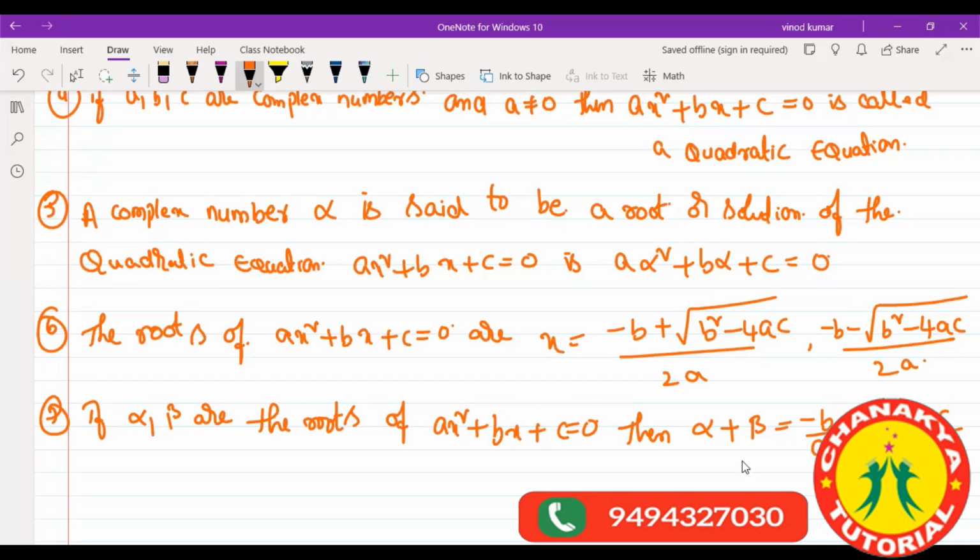So these two are formulas to get alpha and beta also. Directly, when we get the equation, we can solve for alpha and beta by using the formula minus b plus or minus root over b square minus 4ac by 2a, or use the alpha plus beta value and the alpha into beta value. Sum of the roots is minus b by a, product of the roots is c by a.